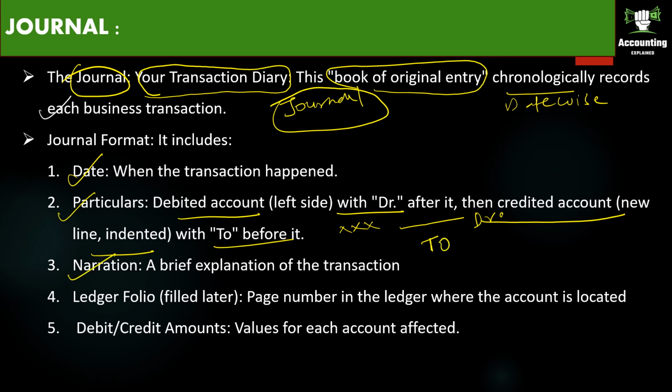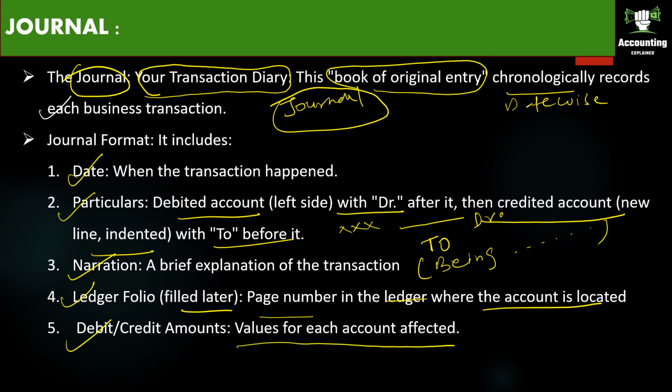Next, narration, a brief explanation. Explain for what the transaction has happened, or for what you have recorded this journal entry. Next is ledger folio. It has to be filled later, not now. It is the page number in the ledger where the account is located. When you transfer or post this journal to the ledger, only at that time do you know the ledger folio number, and only then it has to be filled. Debit or credit amounts: the values of each account affected. So for each account, how much is going to be debited or credited should be written correctly.